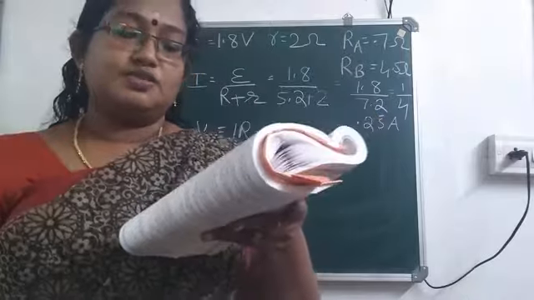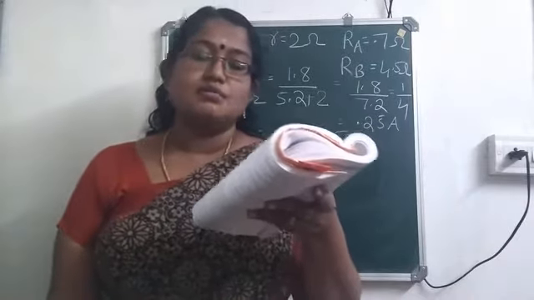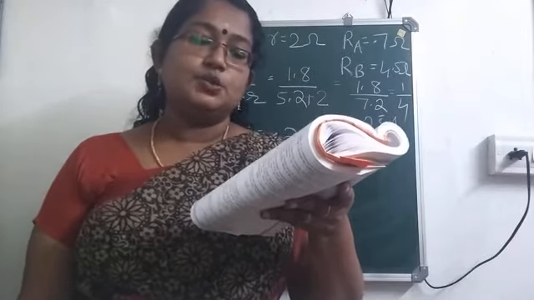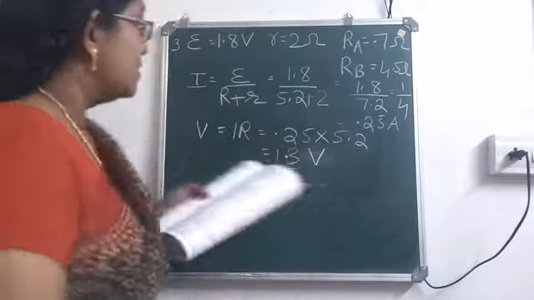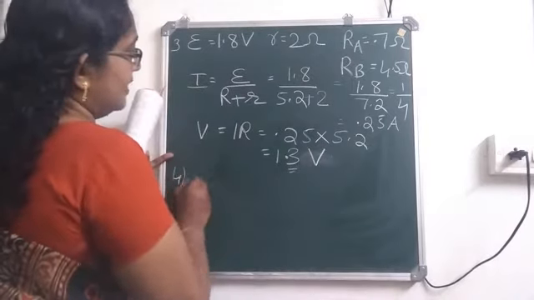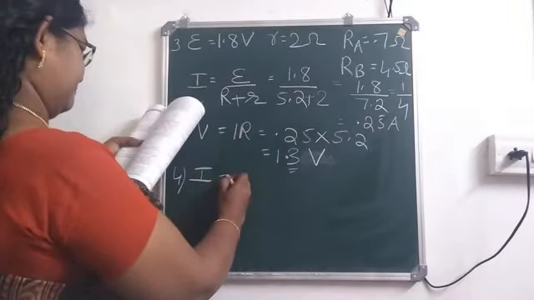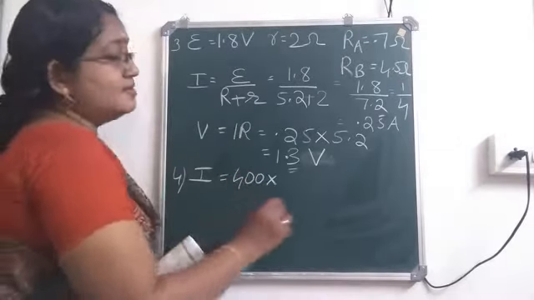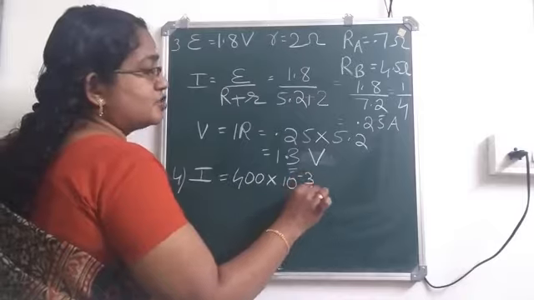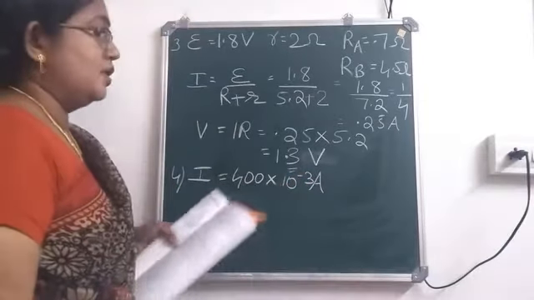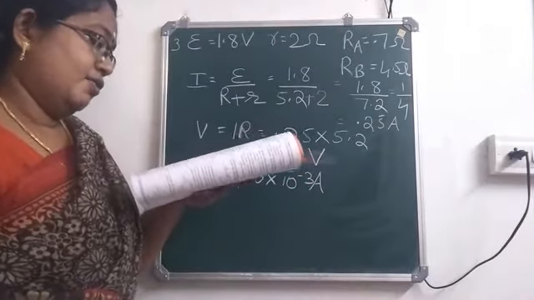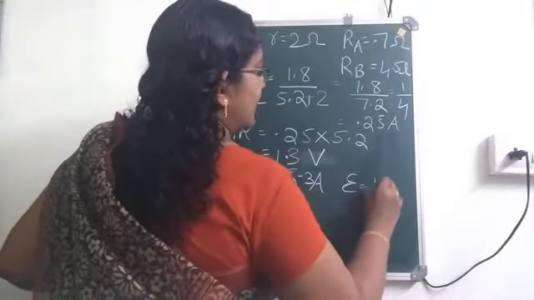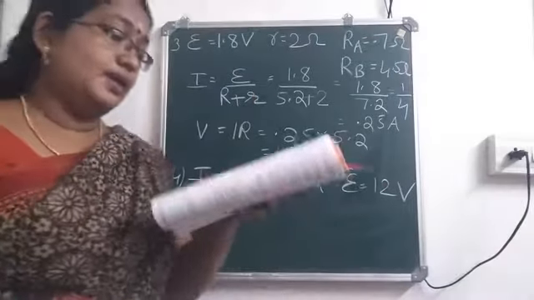Okay, now question number 4. The music system draws a current of 400 milliampere when connected to a 12 volt battery. So what all things are given there? Current is given as 400 milliampere. Milliampere means it will be 400 into 10 raised to minus 3 ampere. Then what about the value for epsilon? It is given as 12 volt. Epsilon is given as 12 volt.